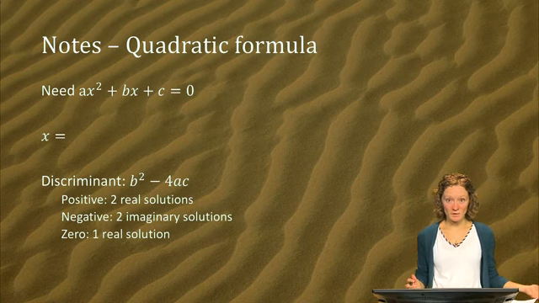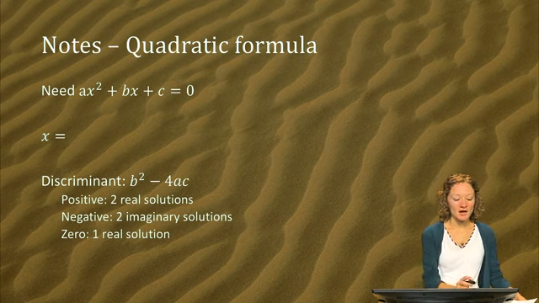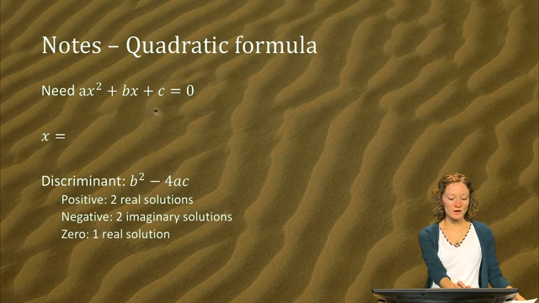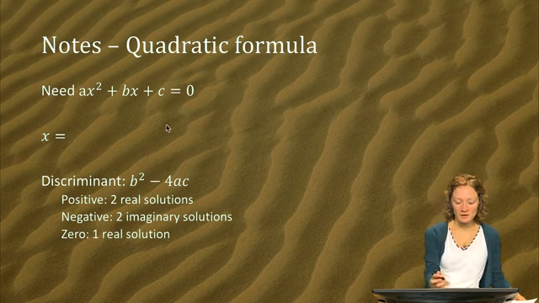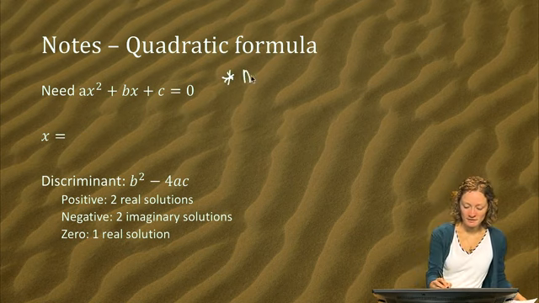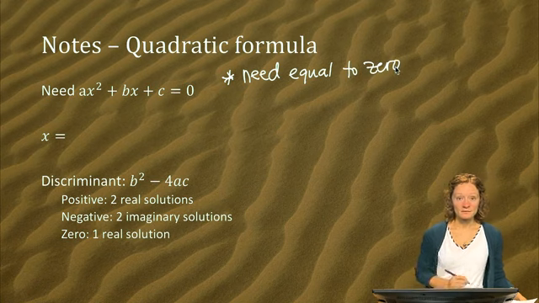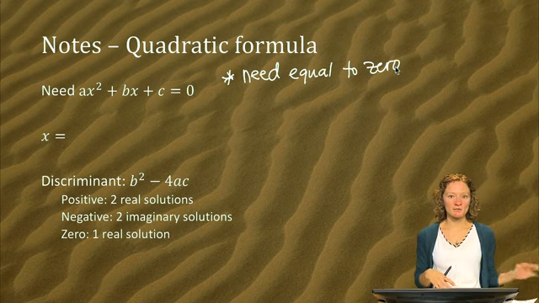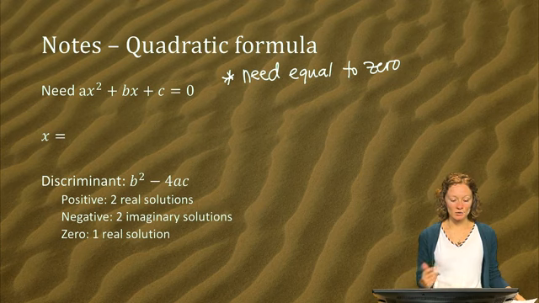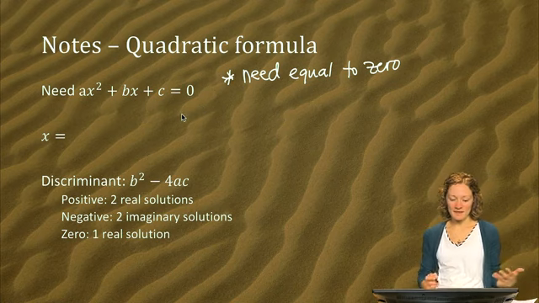So here are our notes on the quadratic formula. In order for us to use the quadratic formula, we need it to be in this format: ax squared plus bx plus c equals 0. The most important piece here is that it's equal to 0. If it's equal to 0, you can reorder your terms and always identify a, b, and c without much of a problem.